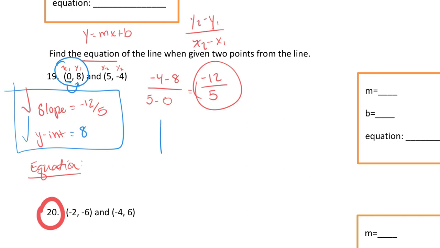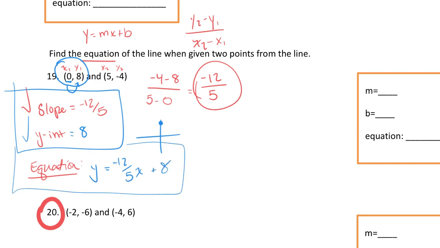Now let me show you why. Here's a little graph. The point 0, 8 means 0 on the x. It means you don't go left to right. You just stay here, then you go up 8. So the point 0, 8 would be on the y-axis. That is why it is your y-intercept. So we have those two things. Let's make the equation: y equals negative 12 over 5 x plus 8. And there we have it. That's what the question wanted, the equation.